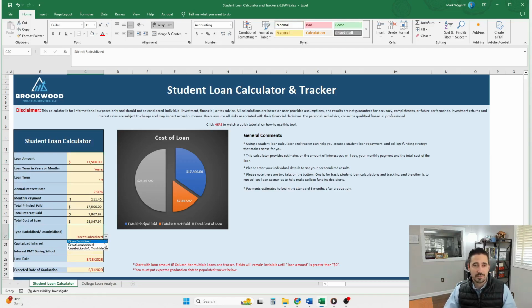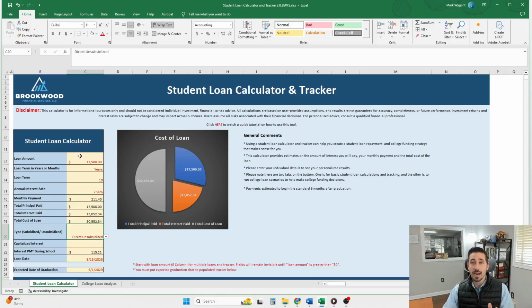You'll see here I have 3 options. With unsubsidized, the government isn't paying any portion of that. You're on the hook for the interest while you are in school and afterwards. Okay, so one of two things can happen for an unsubsidized loan. You can either pay the interest payment, in most cases anyway, while you're in school, so monthly interest payment, interest only.